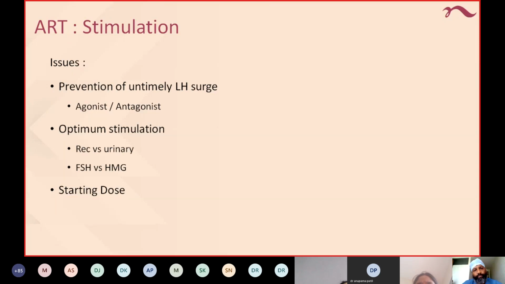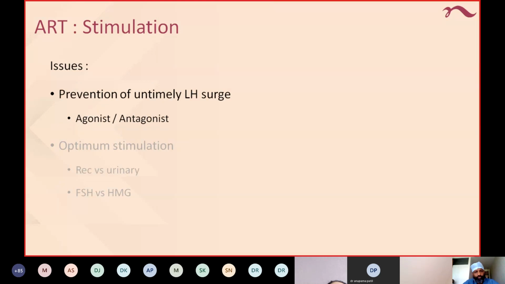How do we prevent it? So here is the role of using an agonist or antagonist. This is the difference between a basic stimulation for an IUI and an IVF stimulation. Using an agonist or antagonist will prevent an untimely LH surge, and optimal stimulation is recombinant FSH or recombinant hormones versus urinary hormones, or FSH versus HMG. And what is the dose? I will discuss each of these.